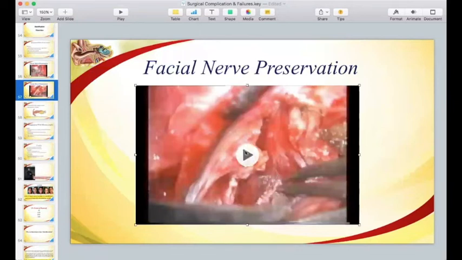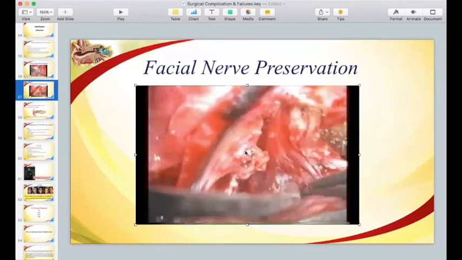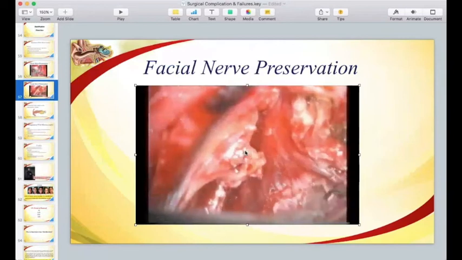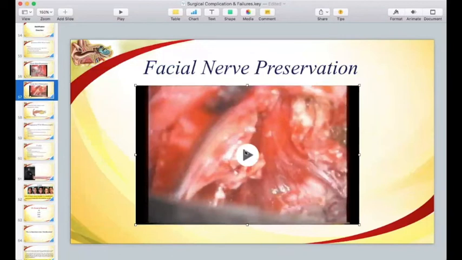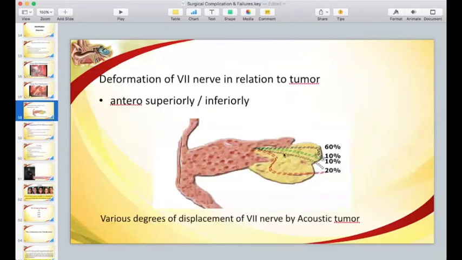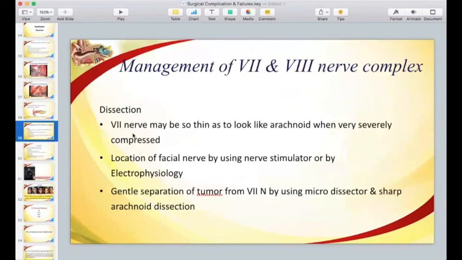So I'm peeling the tumor now out, and this is the point 5 millimeters outside porus acousticus where I must stop. That's the point of maximum adhesion of the tumor with the facial nerve. At this point I have to stop and then come from medial to lateral and preserve all this facial nerve. That is a trick of preserving the facial nerve. I can tell you where your facial nerve is. This is what we have found during our surgical procedures. And the 7th nerve may be so thin that it just looks like arachnoid when it's severely compressed, and this has to be located by nerve stimulator or by electrophysiology.